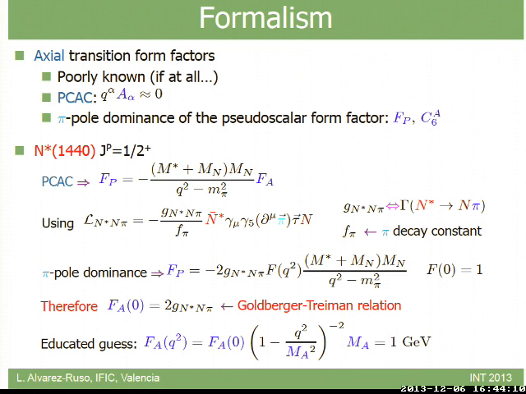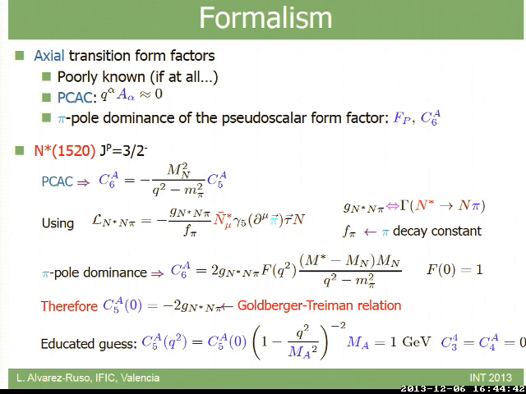Using these two assumptions, PCAC and pion pole dominance, it is possible to derive Goldberger-Treiman relations, which are going to relate the dominant axial couplings at Q squared equals zero with basically the resonant branching ratio into pion nucleon. And this can be done for any state. This will give the dominant part of the axial current, which is the contribution that comes from Q squared equals zero. Now, what happens at finite Q squared, that is something that we have to learn from other sources. There is no way out.